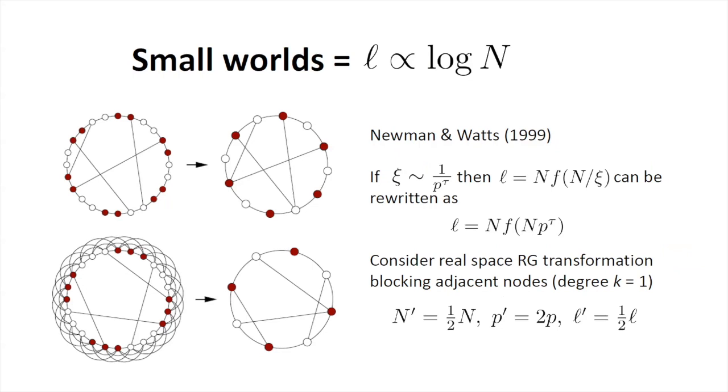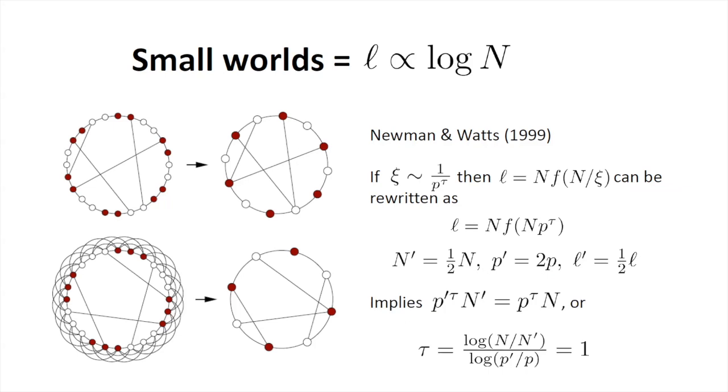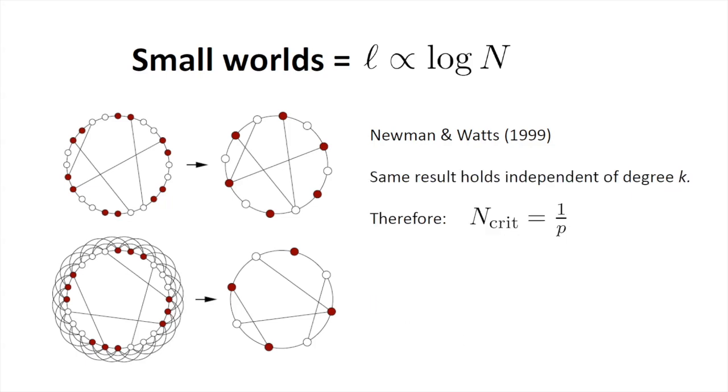So if we stick that into our equation, and we enforce that this is the scaling relation that we have to have, we can rewrite this as this relation, and then we demand that once you do a coarse graining, the average length goes down by half, the probability goes up by two, and the number of nodes goes down by half. Then this exponent is one, and it followed from this really cartoon scaling argument.